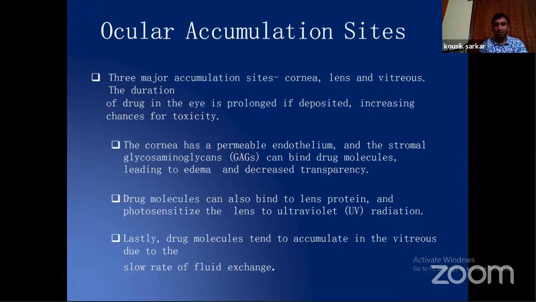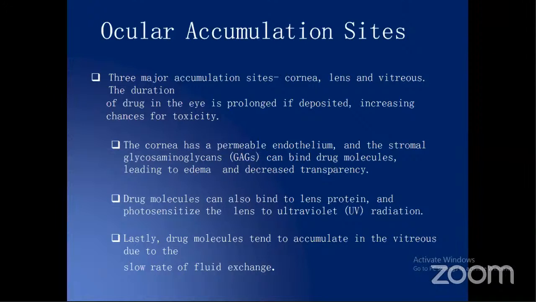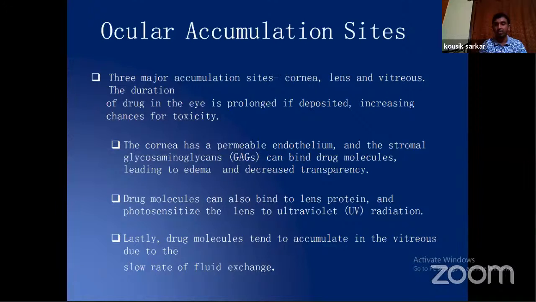The duration of drug administration is very important. If the duration of drug administration is prolonged, then the ocular toxicity usually increases. The cornea is a permeable layer, with endothelium as the inner layer, and so a drug molecule usually permeates through the endothelium and binds with the glycosaminoglycans present in the corneal stroma, and thus it causes corneal edema and decreases corneal transparency.